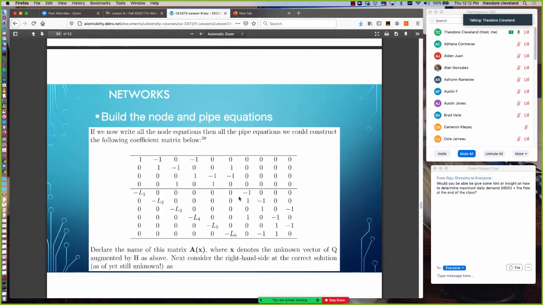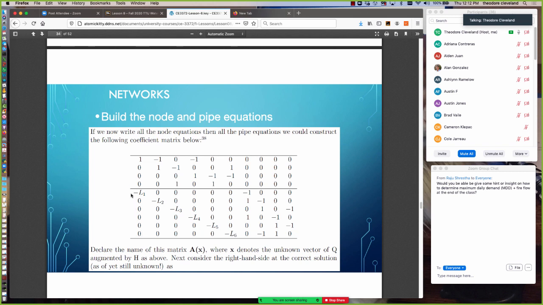If we do that to build the node and the pipe equations, for each node, all we have are flows, and they're either plus 1, minus 1, or 0. Plus 1 indicates that the pipe is connected to that node and the flow is into the node. Minus 1 indicates the pipe is connected to that node and the flow is leaving the node. 0 indicates the pipe is not connected to the node. And this block of zeros over here indicates that the head term doesn't enter the node equations. So this first set of rows is for node 1, node 2, node 3, and node 4 in that particular model.